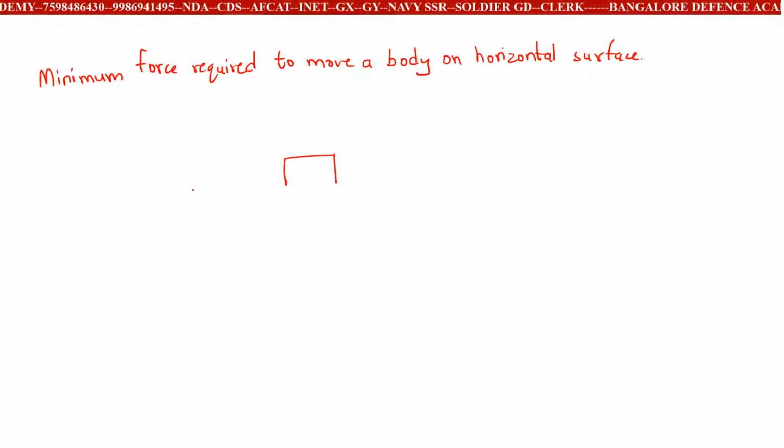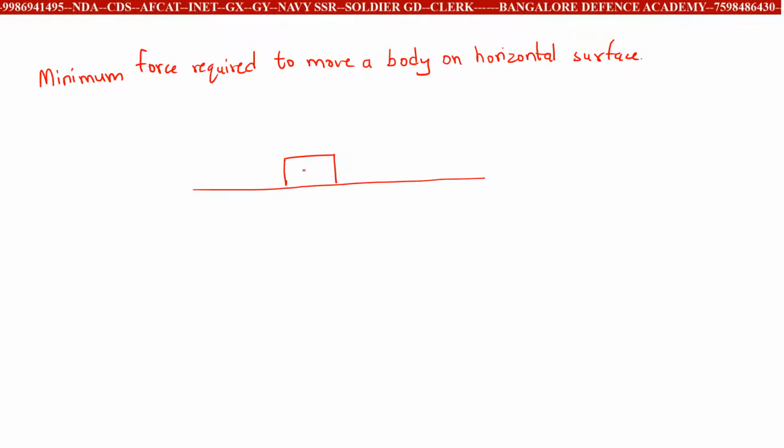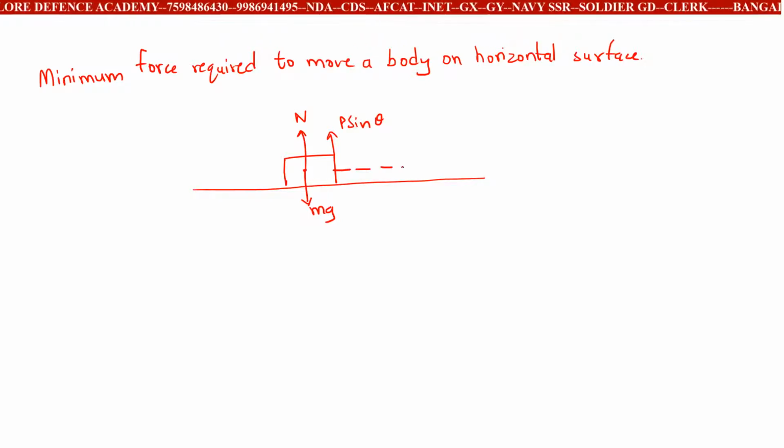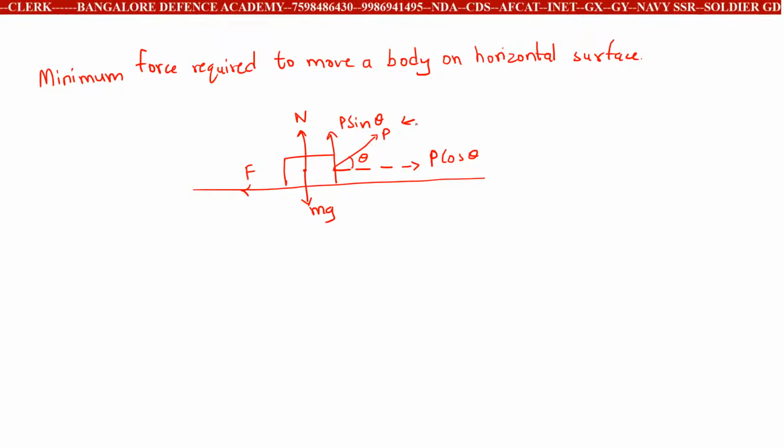Suppose this is the body and this is the horizontal surface, this is mg and this is N, and imagine now these are the forces acting, pushing or pulling. So here this is P cos theta, this is P, and this is theta. Let the force P be applied at an angle theta with the horizontal. It is clear that the applied force has two effects on the system.